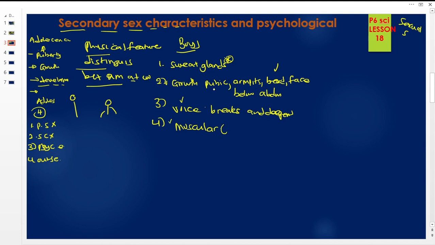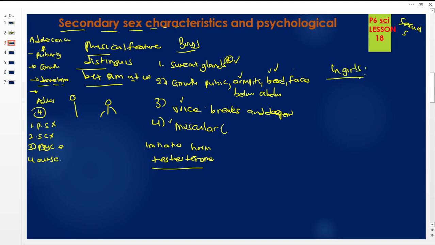Then the growth of pubic hair and hair under the armpits, beards, and on the face, even on the lower abdomen. Then the sweat glands become more active. Now, these secondary sex characteristics are brought up by a hormone, and this hormone is called testosterone in boys. So now let us look at the secondary sex characteristics in our girls.